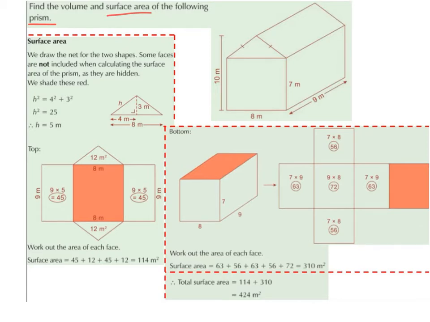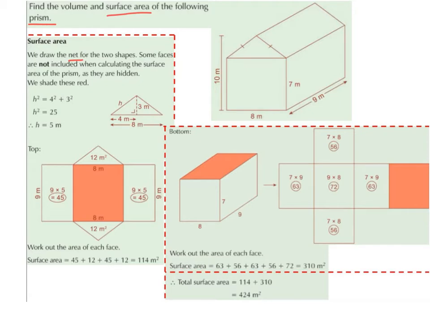And then we also have a rectangle along the bottom that we can't see either. So we need to find the area of each of these shapes and add them all together. Okay, so surface area. What we want to do is draw the net for the two shapes. So some faces are not included when calculating the surface area of the prism, as they are hidden.